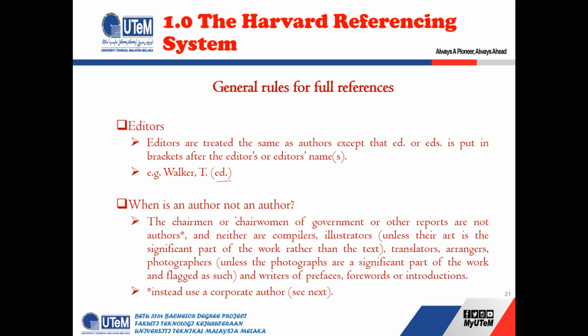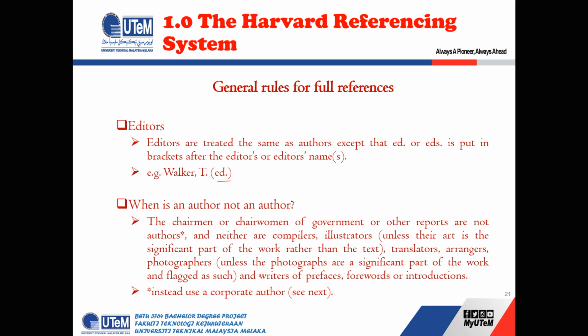What is an author and what is not an author? Just to differentiate, the chairman or chairwoman of government or other reports are not authors. Let's say some organization is going to prepare a book, so they will put the name of the chairman on the outside, but that chairman or chairwoman will not be the author. Neither are the compilers, illustrators, translators, arrangers, photographers, or even the editors. They are not the authors. Instead, use a corporate author, see next.